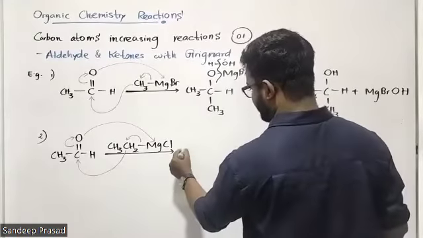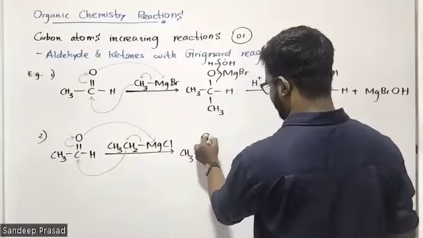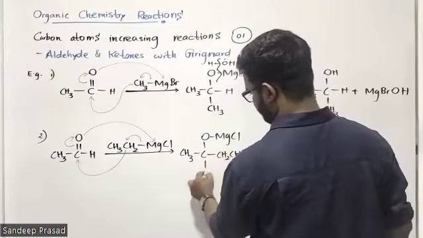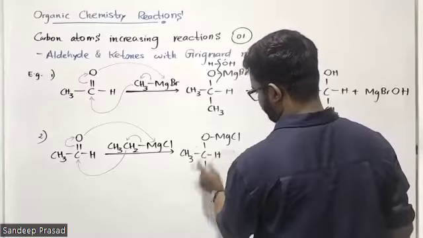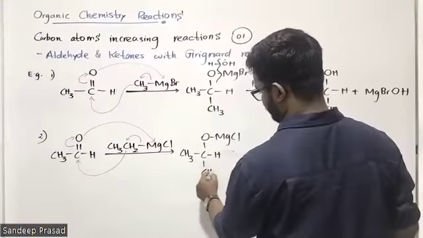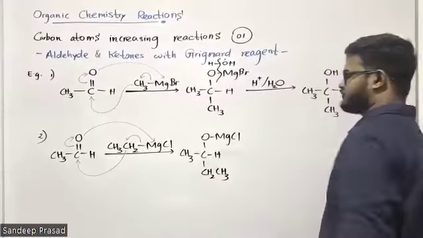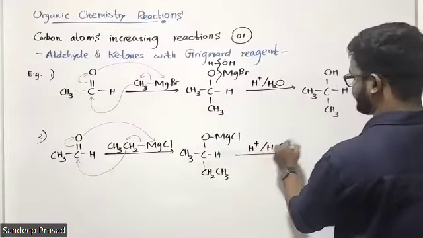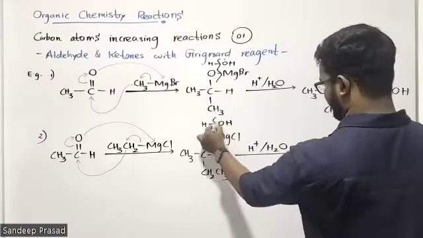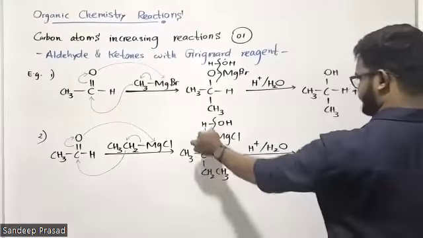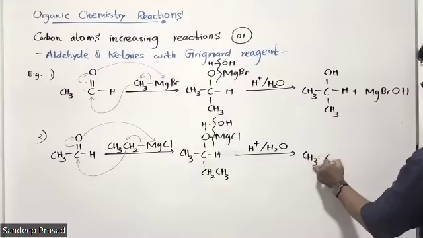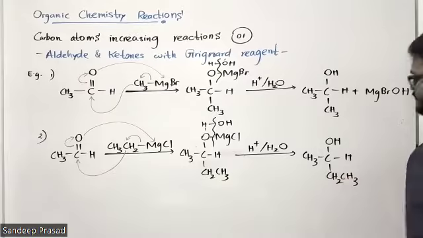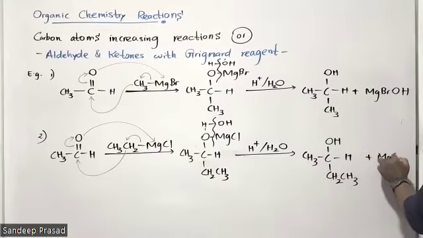Then you can see that the first product that you will obtain is O MgCl. And we are adding H plus H2O. What will happen? OH is leaving with this MgCl and hydrogen is connecting. Then we can see that CH3, C, OH, H, CH2, CH3. The byproduct is MgClOH.